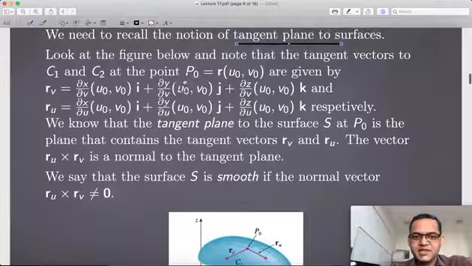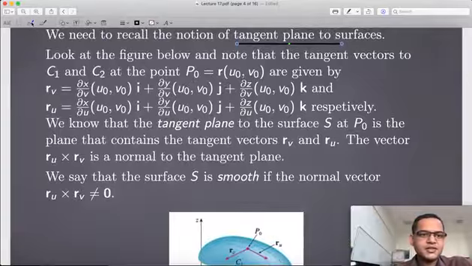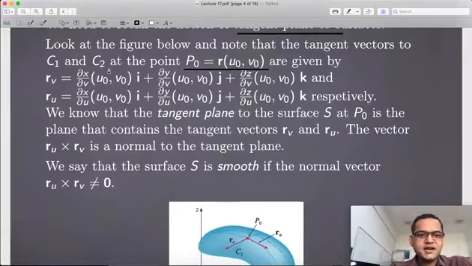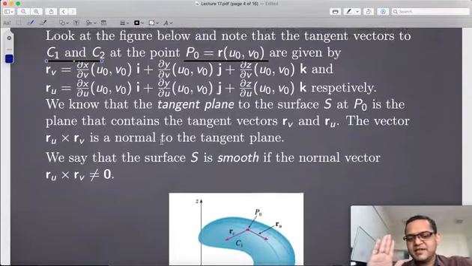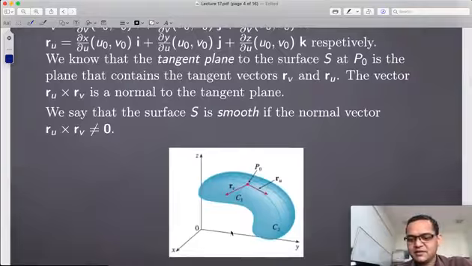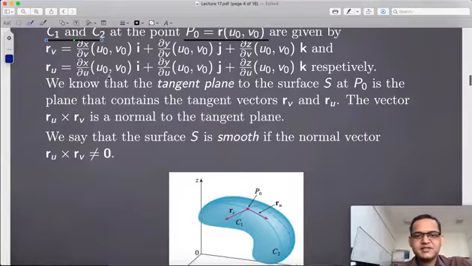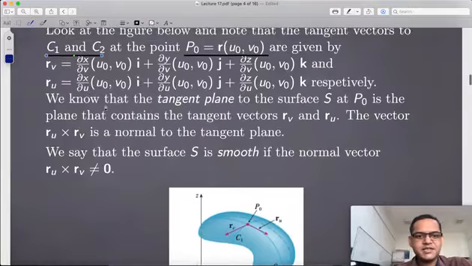So you fix a point p naught on the surface, and try to compute, let me just highlight it. This is the point we are taking, and look at these curves. C1 is the curve obtained by taking y constant, and C2 is the curve obtained by taking x constant. This is the same thing which we did while computing the surface area. And then we look at the tangent vectors. These are the tangent vectors to C1 and C2 respectively at that point.